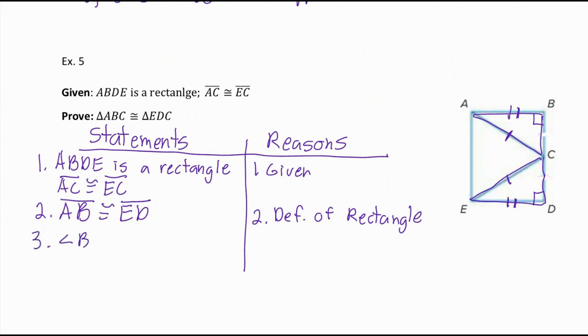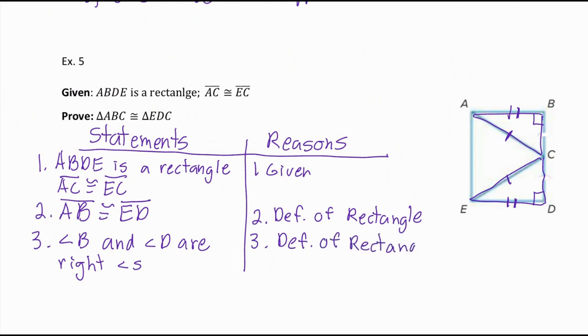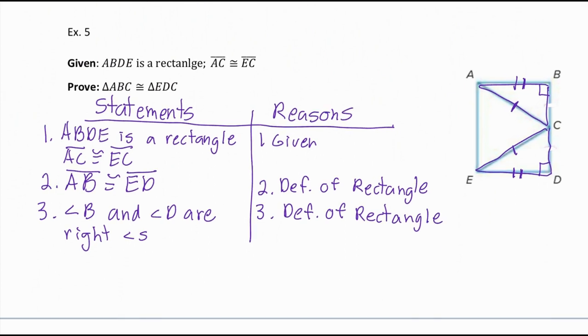So what about the angles? Angle B and angle D are right angles. Definition of rectangle again, right? Because rectangles have 4 right angles. So do I have enough to prove? Yes, I do. So I could say triangle ABC, rectangle, side, rectangle side, side angle side. Nope. Is it any of those?